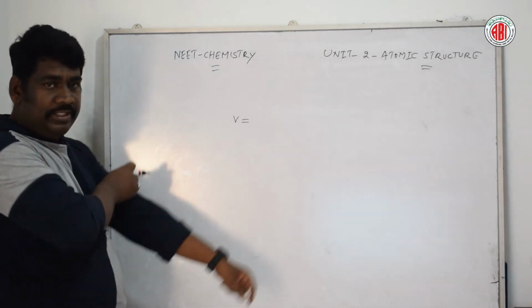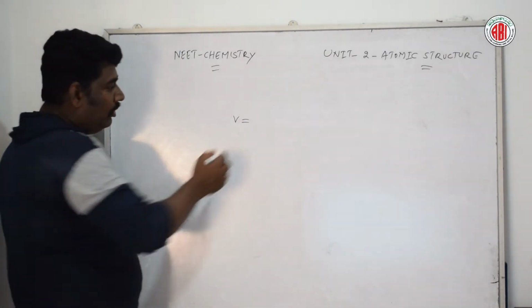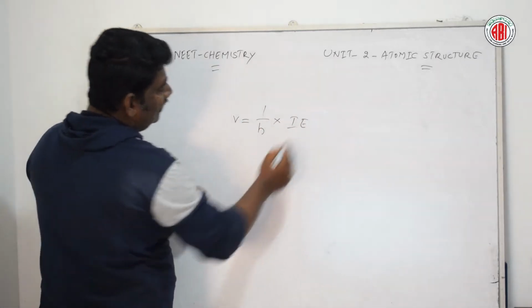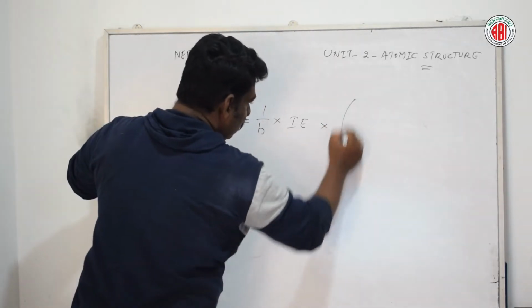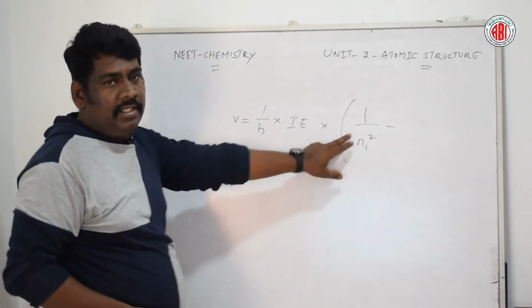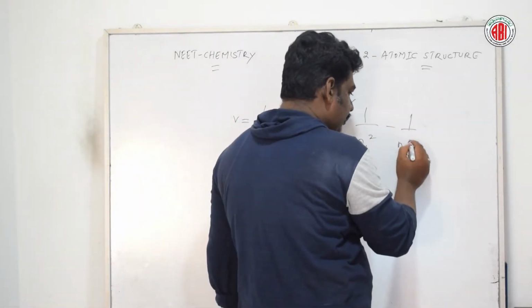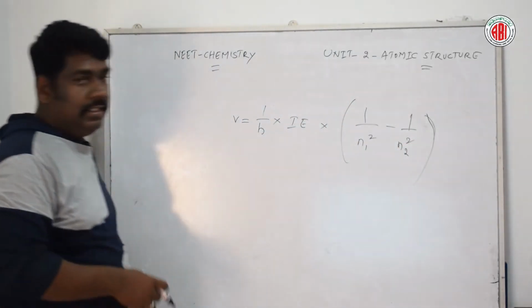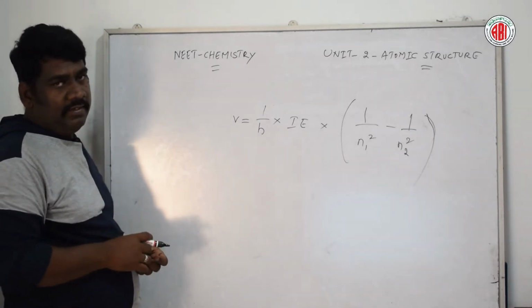According to this question, we are going to follow the formula: ν = (1/h) × IE × (1/n1² − 1/n2²), where IE stands for ionization energy. Now let us apply all the values so that we can get the answer.